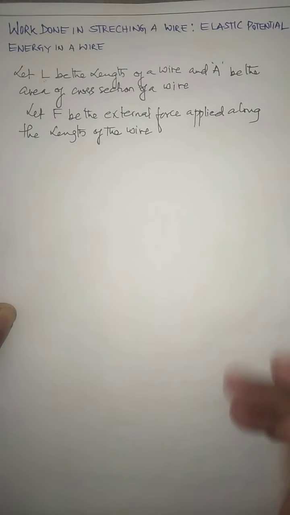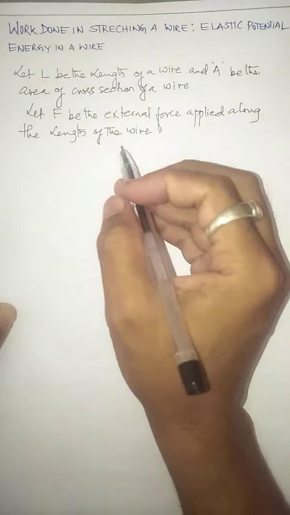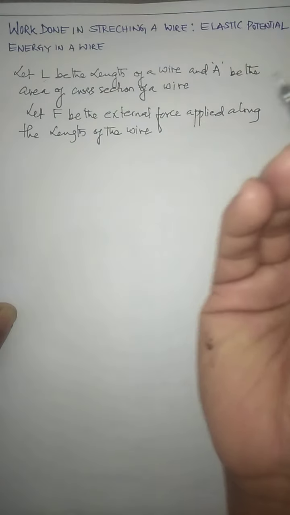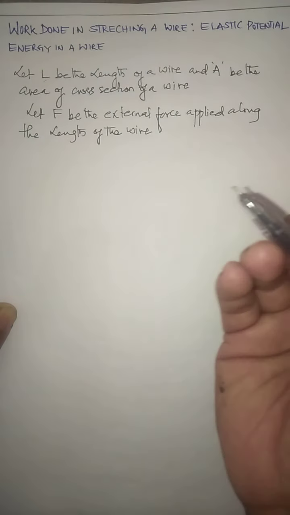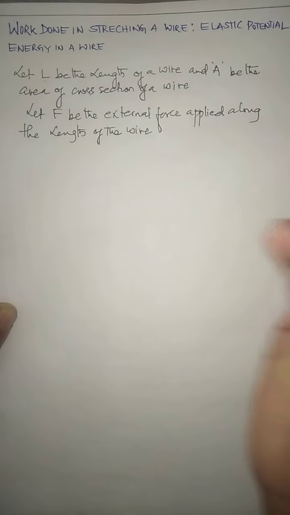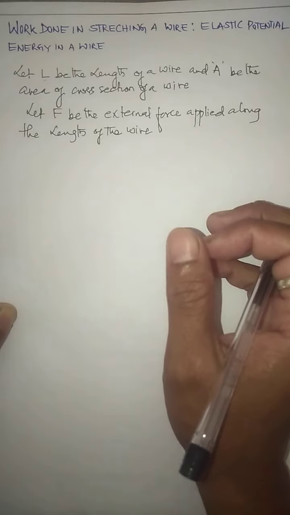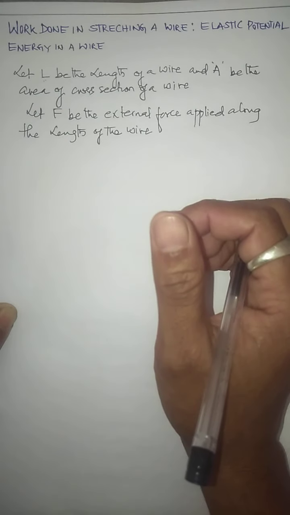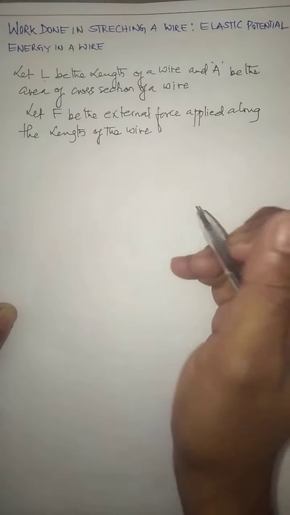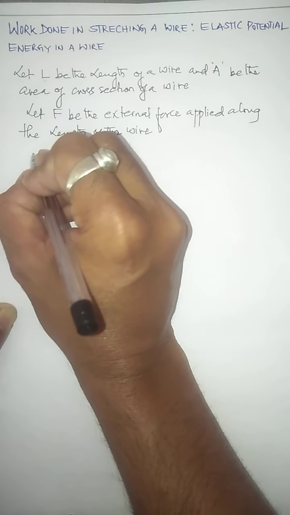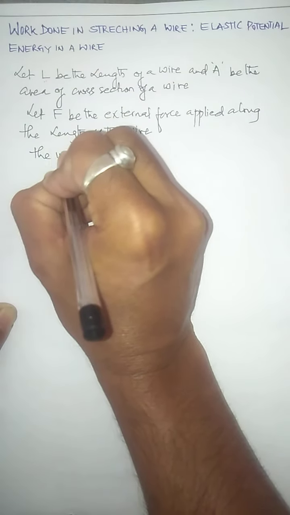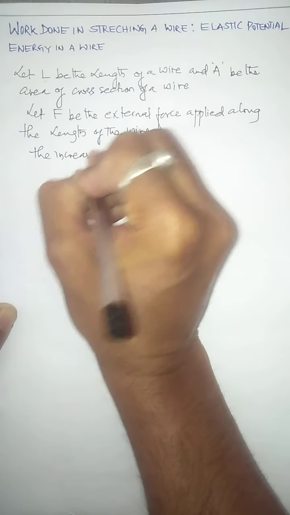So how much external force are we applying? F. Now definitely if there is some external force applied on the wire, we do the work, and we do work against, as I said, the intermolecular force of attraction. But even while doing the work, there is some amount of increase in length of the wire, and that increase in length of the wire I consider as x. So I write down the increase in length.